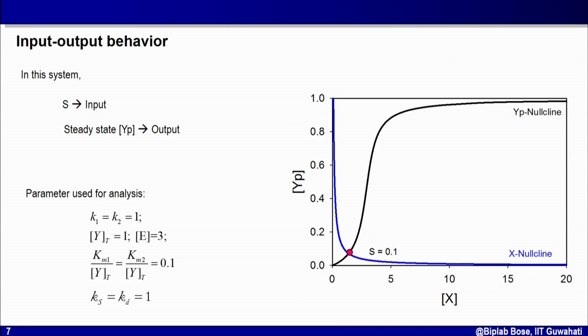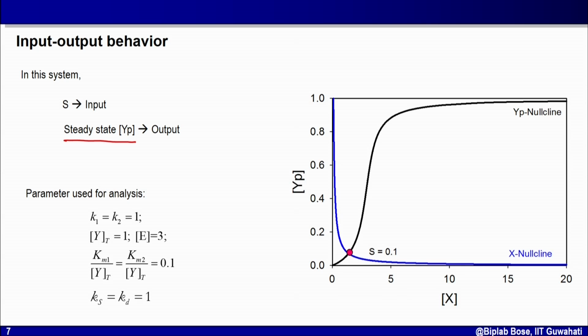Let us further explore the behavior of this steady state. Remember, the input to this circuit is S, the signal. What can be the output? I can consider the steady state value of YP as my output. So the steady state value of YP is my output and S is my input signal. Now I want to see how my output changes as I change S. To do that, I will again take the phase plane plot and try to understand.